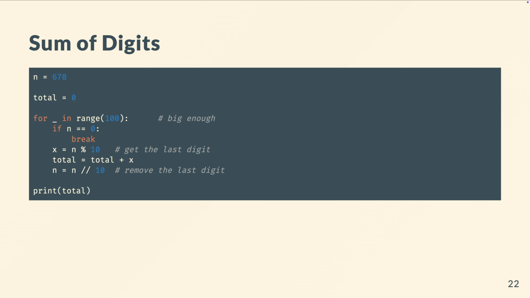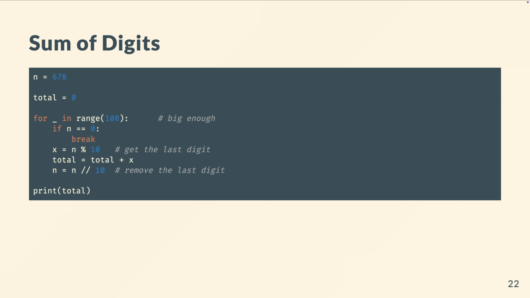We turn the idea into Python code. In this example, the input n equals 678. Total is the accumulator starting with 0. Now the loop, for underscore in range 100. Again, 100 is just a safe big number. We do not actually want 100 loops. We want to stop when n becomes 0. Inside the loop, if n equals 0, then break. Otherwise, we do 3 steps.